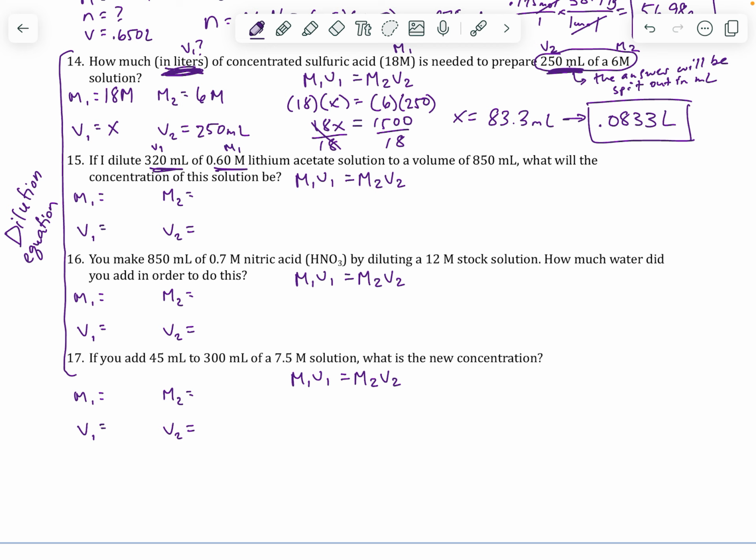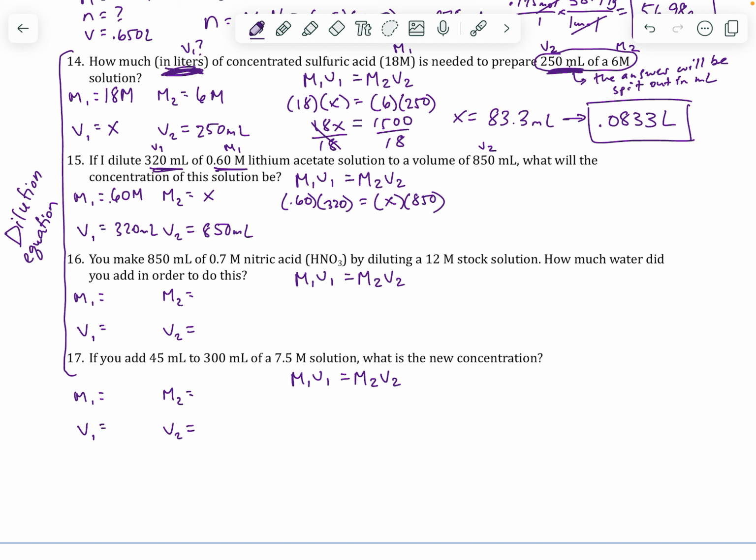So there's my V1, and because of that connector, it is M1 as well. And so we have 0.6 molar. We have 320 milliliters to a volume of this, which is V2, right? Because that's what I'm diluting it to. What will the concentration of the solution be? Now I'm looking for M2. And so 0.6 times 320 equals X times 850.